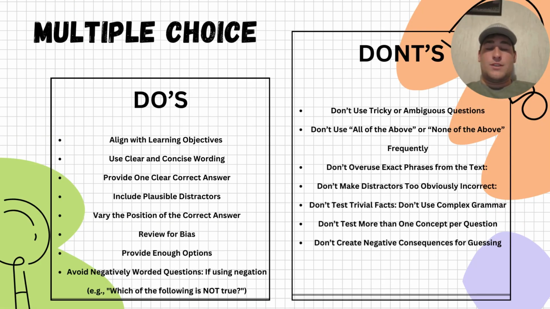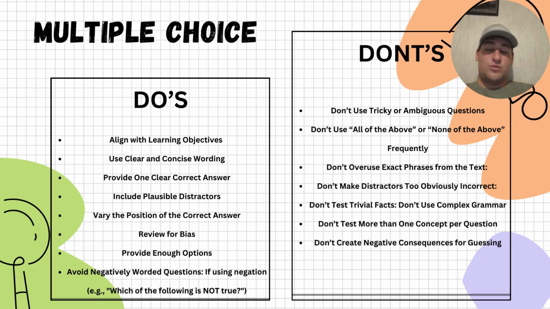Here are some of the do's and don'ts when it comes to multiple choice questions and assessments. So, first with the do's, you want to align with your learning objectives, which seems very straightforward and very simple, as you should do that with every type of question. You need to use clear and concise wording. You don't want your multiple choice questions to be very long. You want to provide one clear, correct answer.